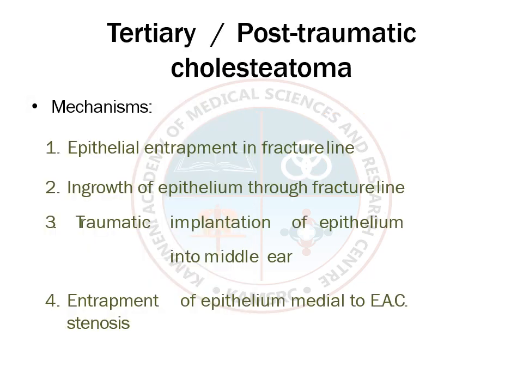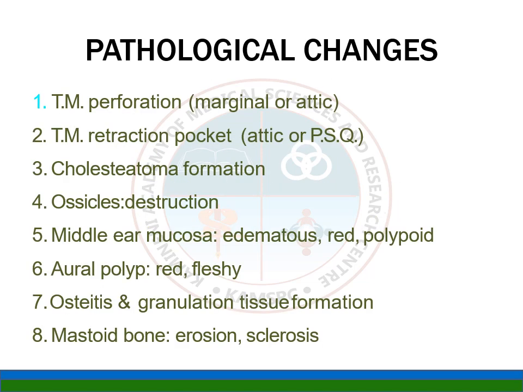Tertiary or post-traumatic is very uncommon and you need not bother about this. Here there is epithelial entrapment in the fracture line, ingrowth of epithelium through a fracture line, and traumatic implantation of the epithelium. For example, if you do a surgery and put skin into the middle ear, you are implanting skin into the wrong place. That epithelium gets entrapped in the middle ear and causes cholesteatoma.